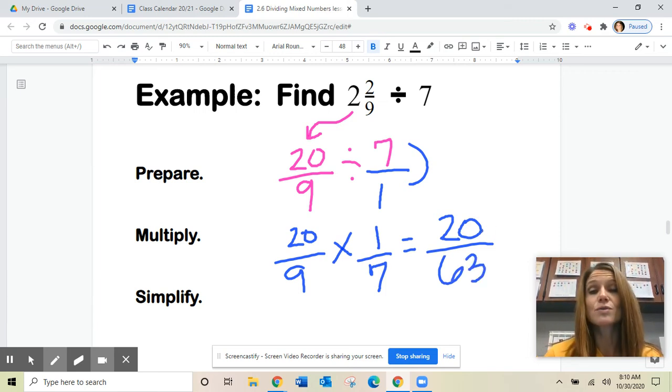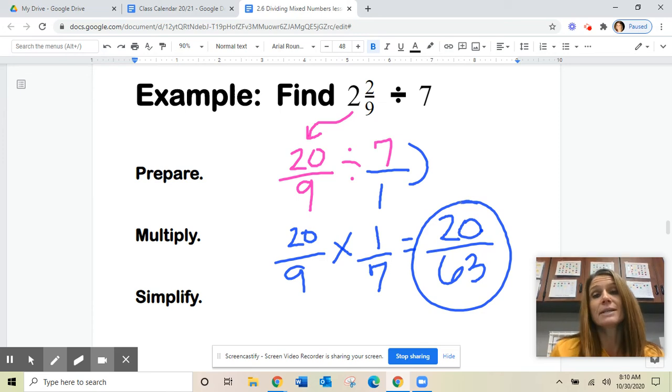The factors of 20 could be 4 times 5, 2 times 10, but 63 has factors of 3 and 21, or let's see, a 9 and a 7, and they don't have any common factors. So that is my simplest answer.